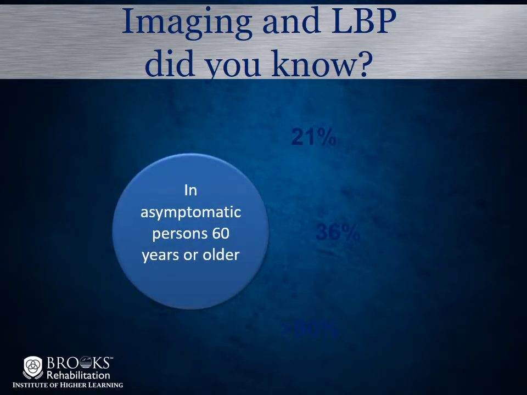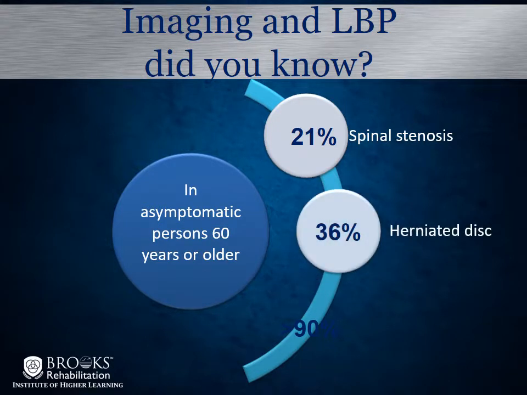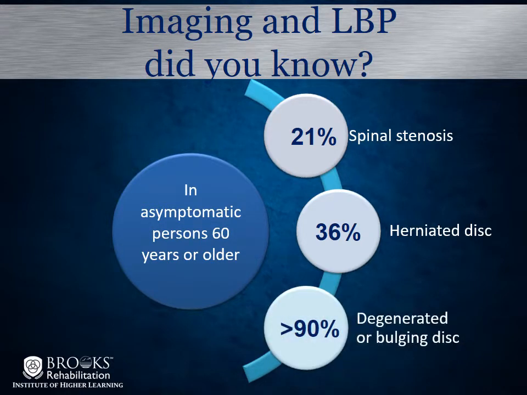So this is an interesting statistic: in asymptomatic persons that are 60 years old or older, 21% are diagnosed with spinal stenosis through imaging. So they walk in, they get an image, nothing wrong, they're asymptomatic, no pain, no symptoms, nothing, and the radiologist reads it as pathologically they have spinal stenosis. 36% are going to be read as having a herniated disc, and greater than 90% are diagnosed with having degenerated or bulging discs.